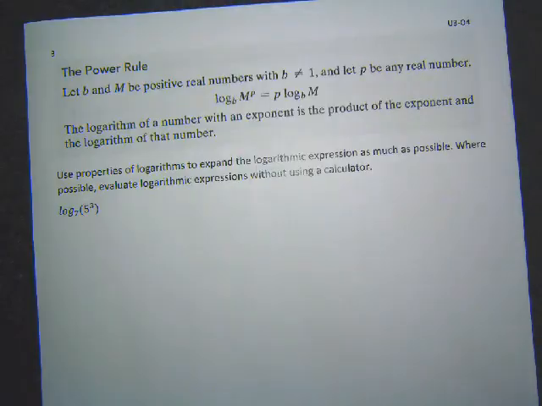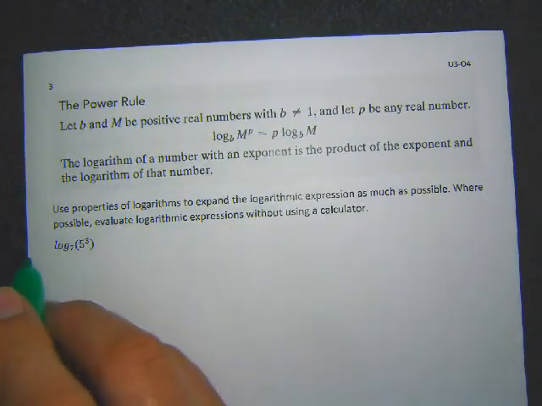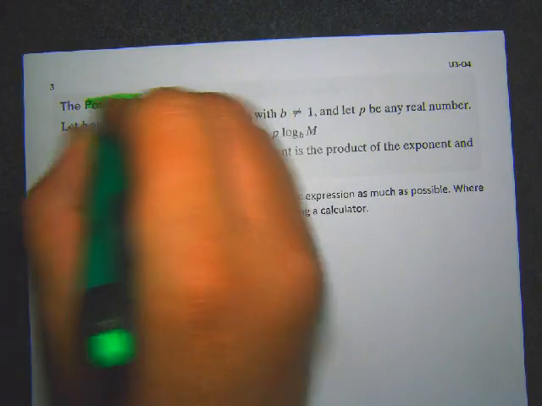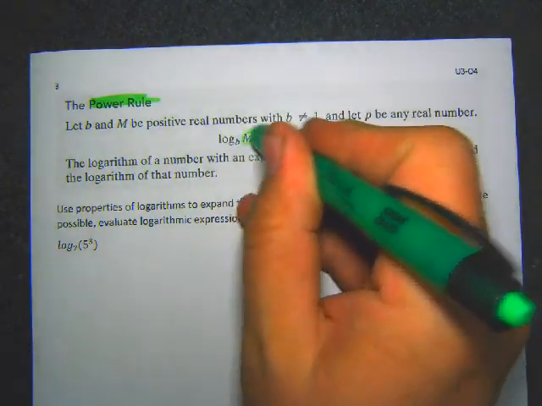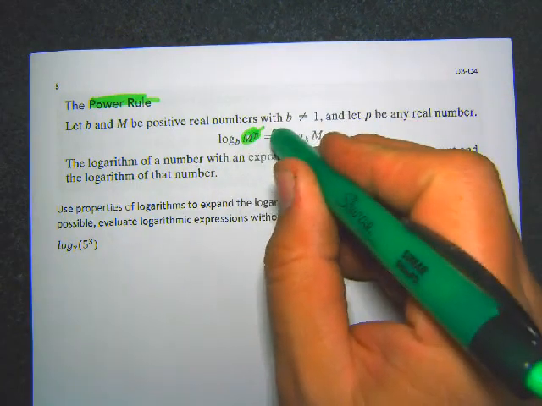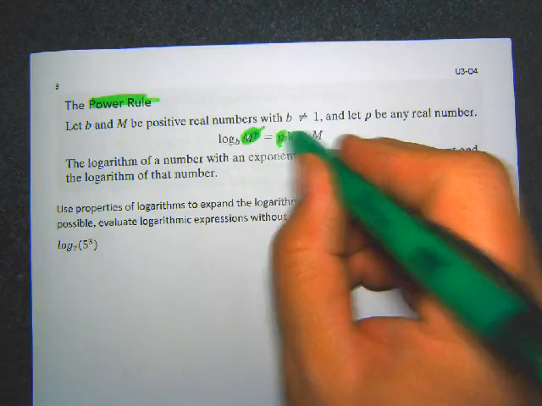Okay, there's one more rule. This is called the power rule. So these are the three big rules. We have the product rule, quotient rule, and the power rule. The power rule says that if you have a log with a power, then you can turn that into the product of the power times that log.